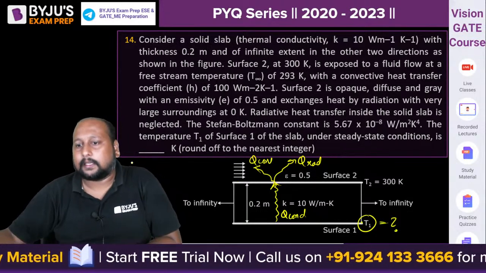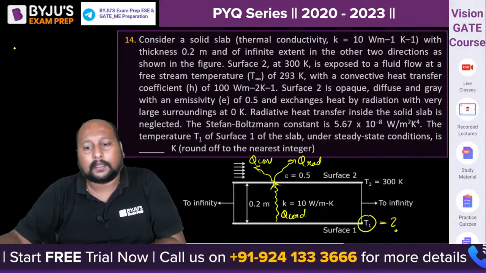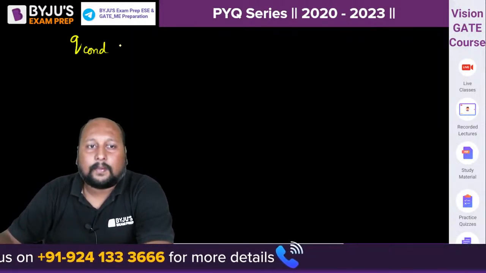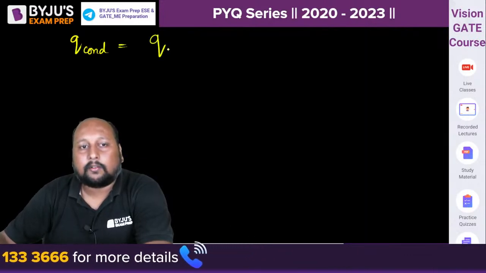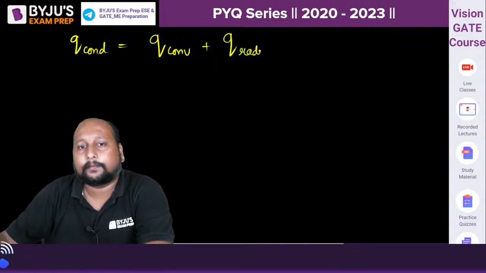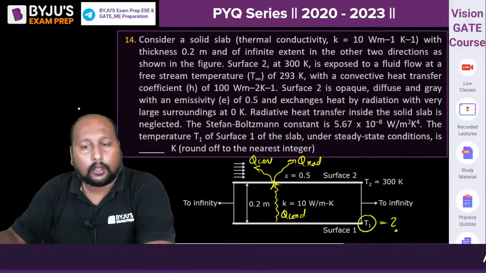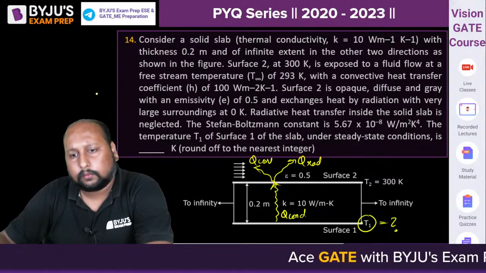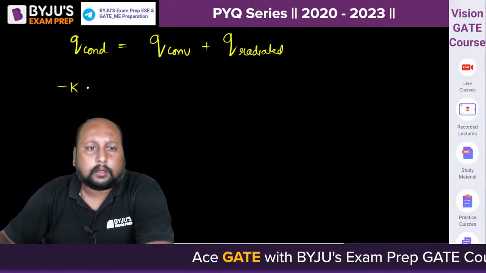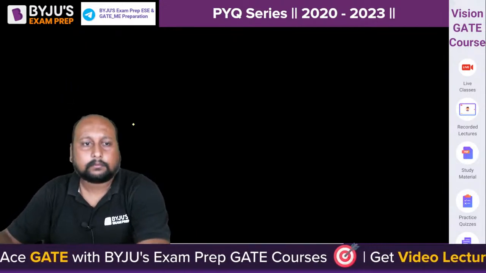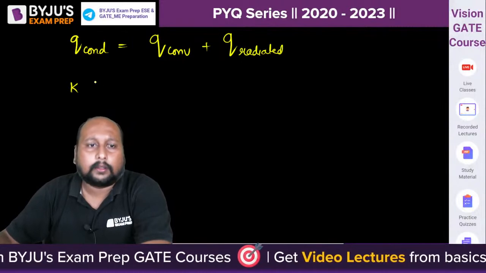Yes, can we say like this? That means by using the energy balance, the amount of heat conducted will be exactly equal to the amount of heat convected plus the amount of heat radiated. So this is equal to minus K into 300, or let me write it as positive, K into 300.